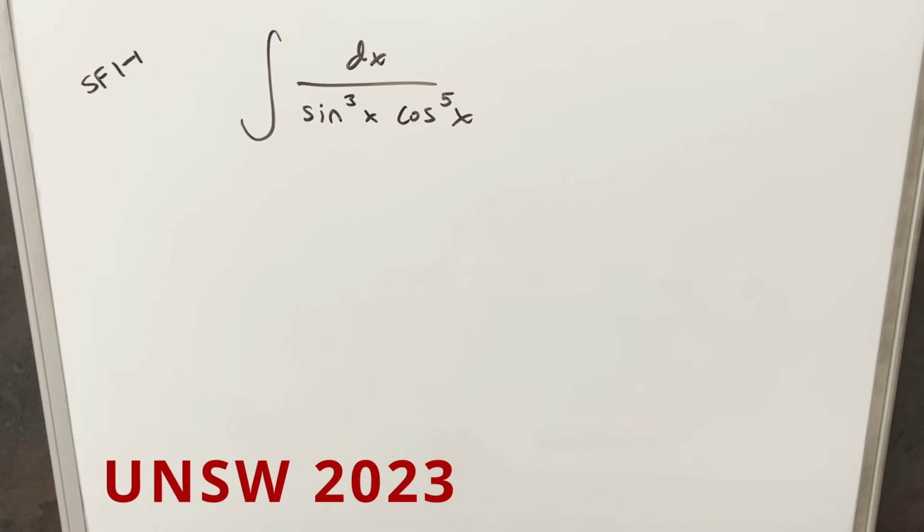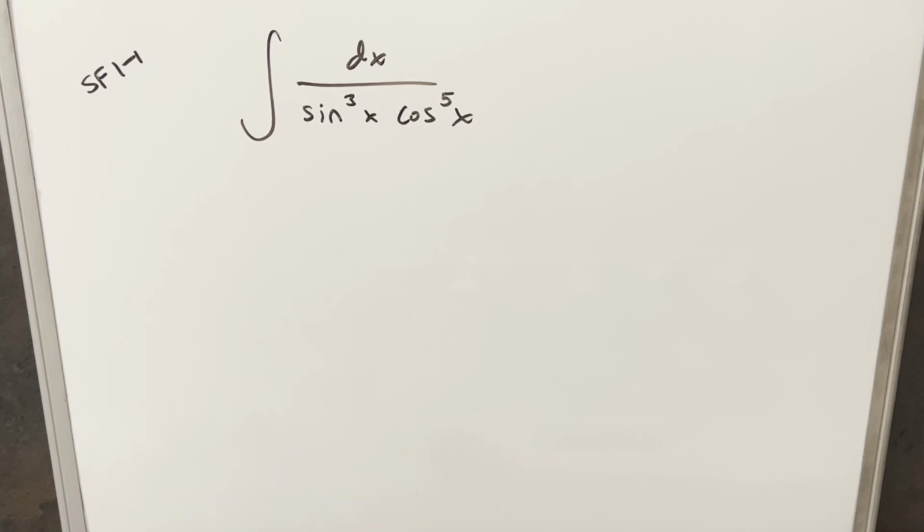Okay, we have here today another integral from the UNSW Integration Meet 2023 semifinal round 1, problem 1. We have the integral of 1 over sine cubed x cosine to the fifth x dx.